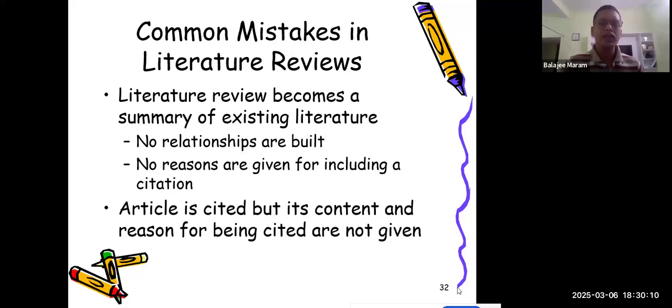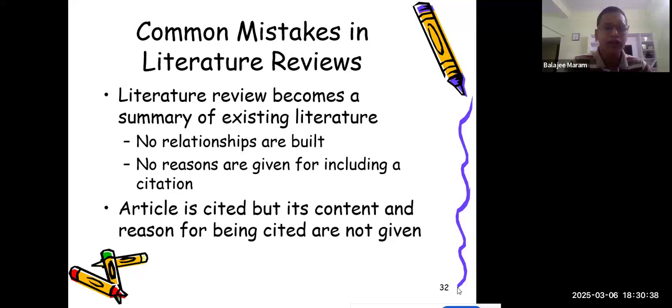That is a very, very wrong step. No reasons are given for including a citation, meaning, he is my friend, that's why I have included it. But ethically, that is 100% wrong. When that paper is related to retinopathy and my research work is also related to retinopathy, then definitely I can refer to it, no issue. But when I am doing research on retinopathy and referring to a paper related to diabetes, how far is it acceptable?